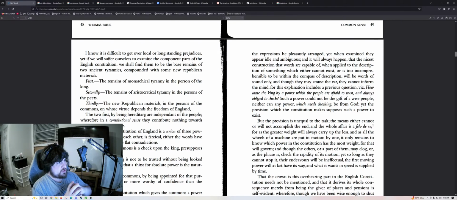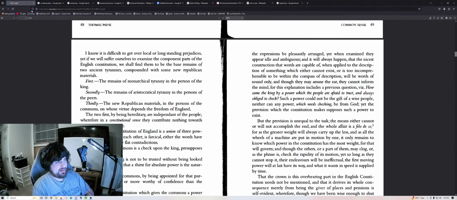The two first, by being hereditary, are independent of the people, whereas in the constitutional sense they contribute nothing towards the freedom of the state. So because these are hereditary and have no connection to the people, they are non-contributing towards the freedom of the state. To say that the Constitution of England is a union of three powers, which are checking on each other, is farcical. Either the words have no meaning or they are flat contradictions.